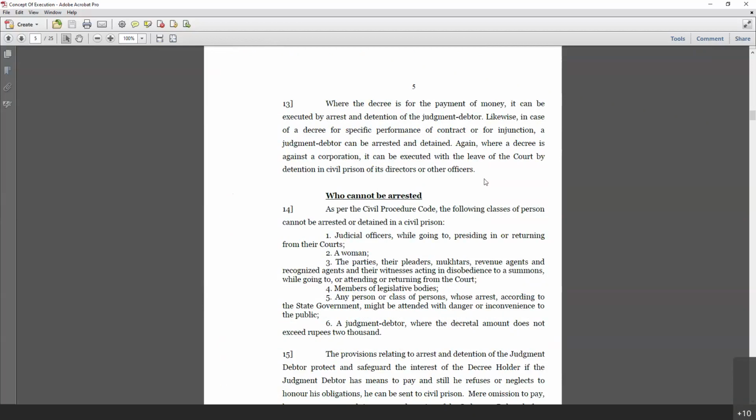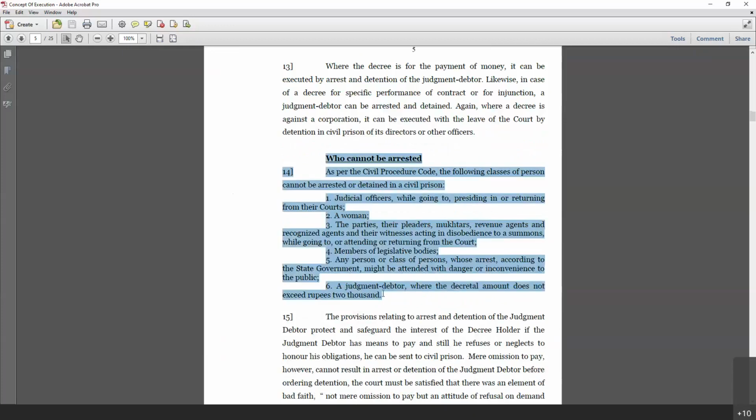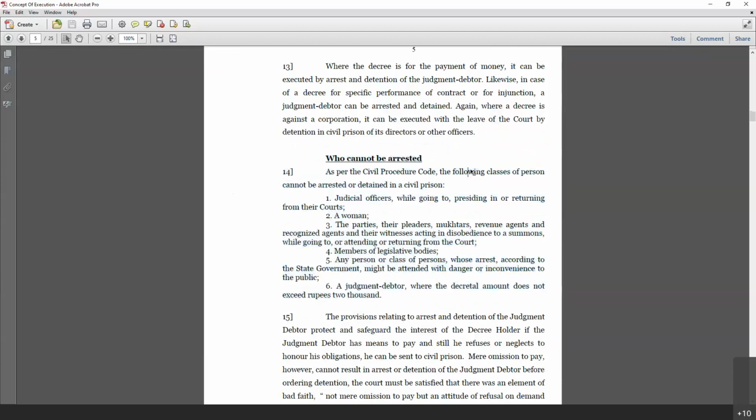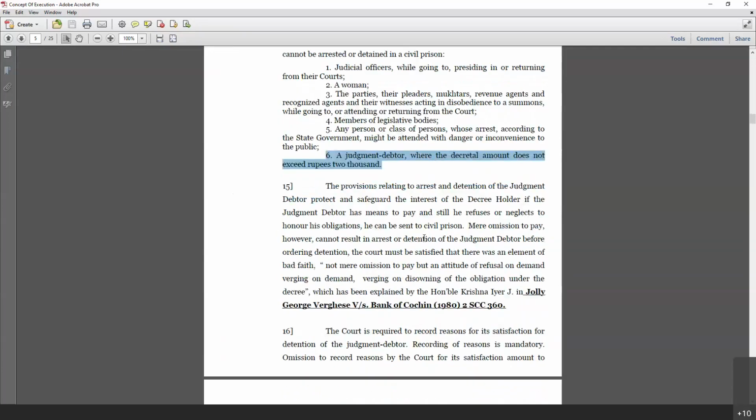Now, please bear in mind there are certain exceptions to the class of persons who cannot be so proceeded against. The CPC provides this protection to judicial officers, to women, to certain members of legislative bodies, etc. And of course, there is also a limit which, in today's contemporary parlance, is basically ineffective, which says the decretal amount does not exceed rupees 2,000. Unfortunately, as is the case with most of our legislations, they are not really updated with the passage of time.